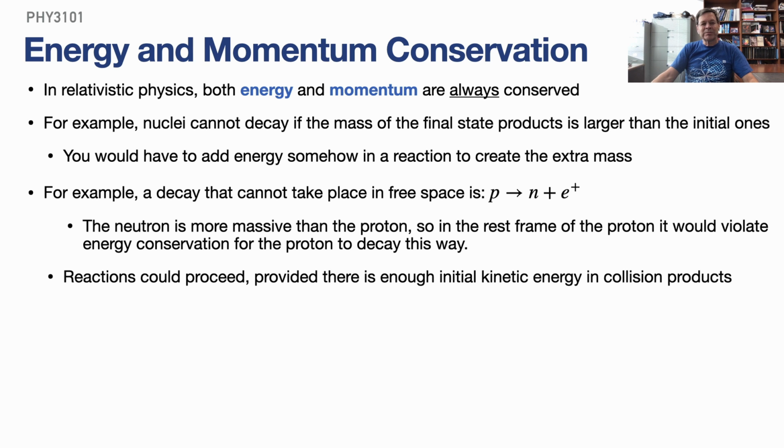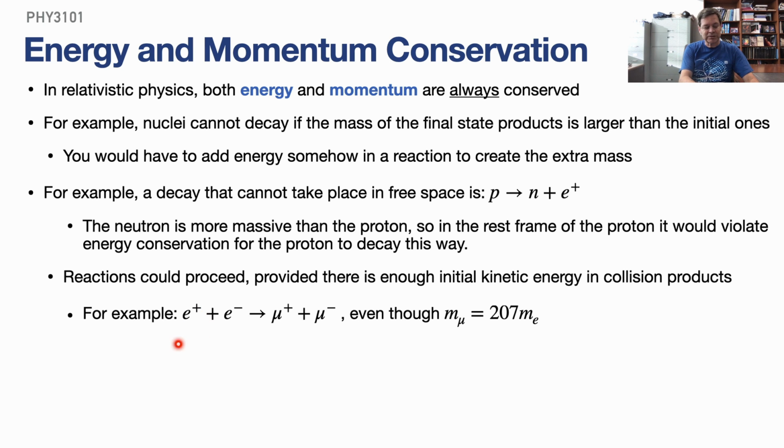All right, reactions could proceed, however, provided that there's enough initial kinetic energy in the collision products. For example, I could have a positron and an electron collide and annihilate into energy and then create outgoing a muon and an antimuon, a mu plus and a mu minus. Even though the muon's mass is 207 times the electron's mass, if you have enough kinetic energy in the collision, that energy can become mass in the final state products. So reactions are different, depends on the incident energy.